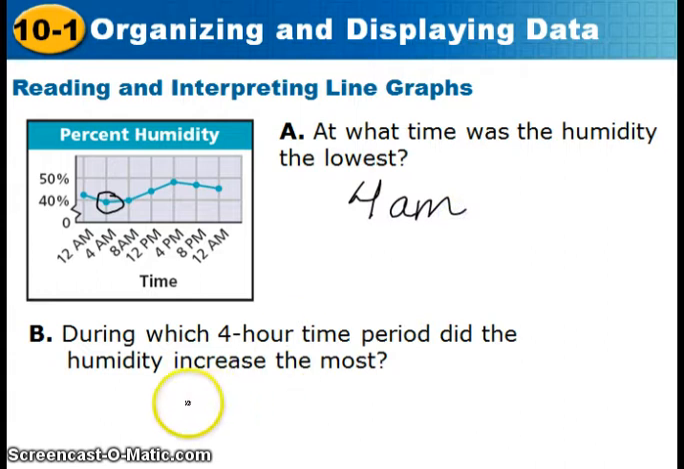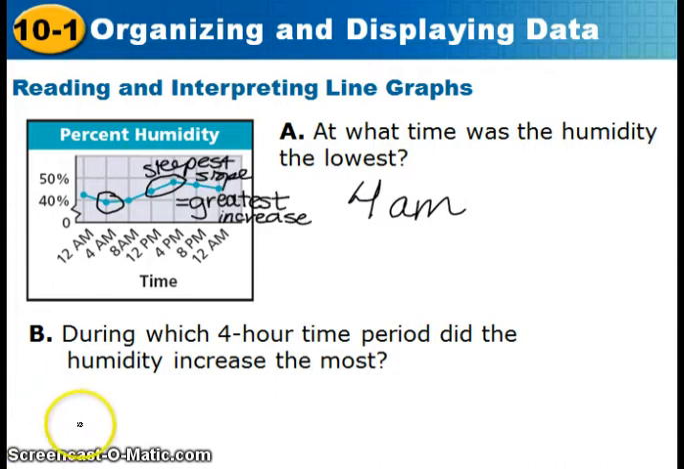If you're looking for which 4-hour time period the humidity increased the most, you can see that down here on what you could think of as the x-axis, the increments are all in 4. And so if you wanted to look for the place where the humidity increased the most, you'd be looking for the sharpest increase in the line, or the biggest slope. And I think it's kind of a contest between from 8 to 12 and 12 to 4 to say which one is steepest, but I think it's this one right here. I think this slope is the steepest.